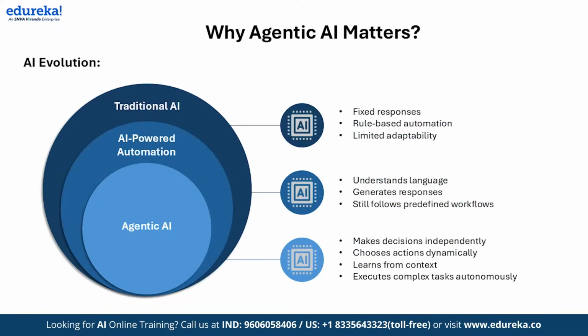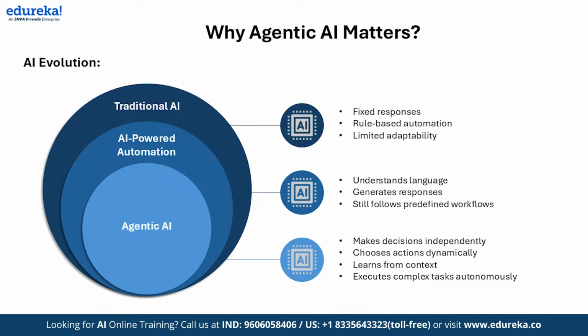Now, when you talk about agentic AI, the first question is why agentic AI matters? This is another crucial question. Why are we so excited about agentic AI? It all comes down to evolution, how the systems have evolved. So think about the early days. We had a system that could only provide fixed responses, like a chatbot. If you asked something off script, it failed.